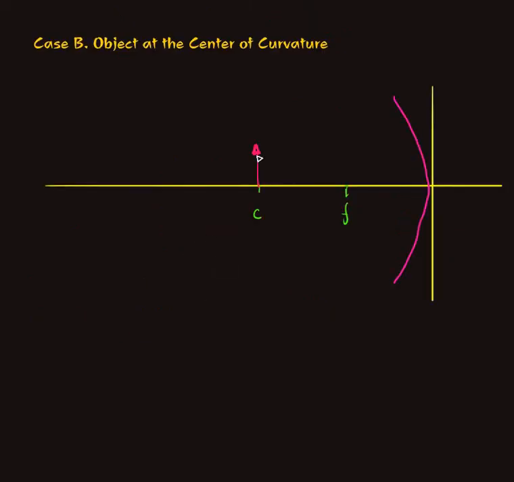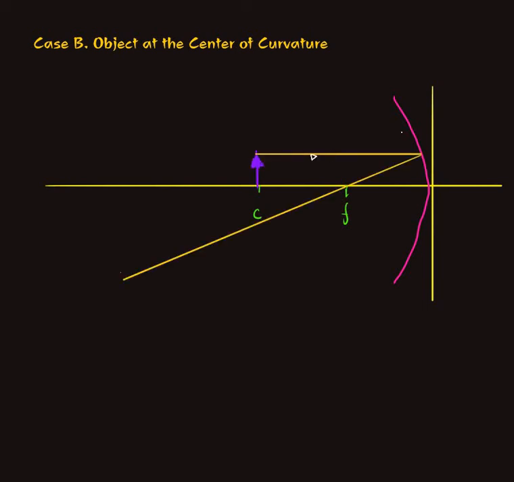Now guys, let's do the same thing, ray tracing, for an object that is actually at the center of curvature. I drew it a little bit smaller here so this time I don't miss badly. So let's try the first ray: a ray that goes parallel to the optical axis. When it hits the mirror, it will go through the focus. So let's see that one.